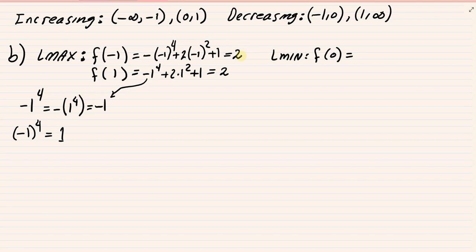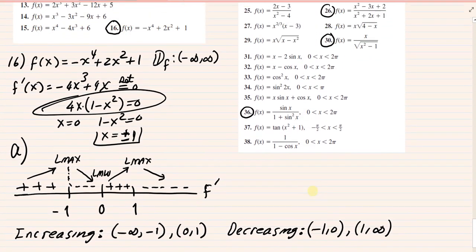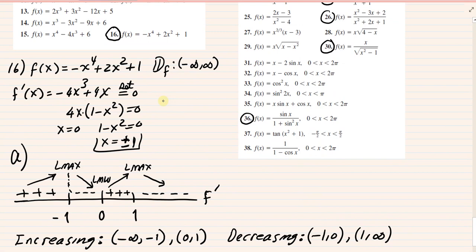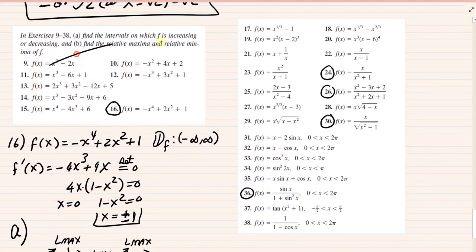The local min is f at 0. That's you put 0 in for x. 0 and 2 times 0 squared plus 1, that's 1. So the local min is 1. It occurs at 0. These are the local extrema. You see that? The x values are where you find them, where they actually occur. All right, and we're done with that exercise. Pretty straightforward, I think. The other ones, these are all polynomials, so they're all done the same way.